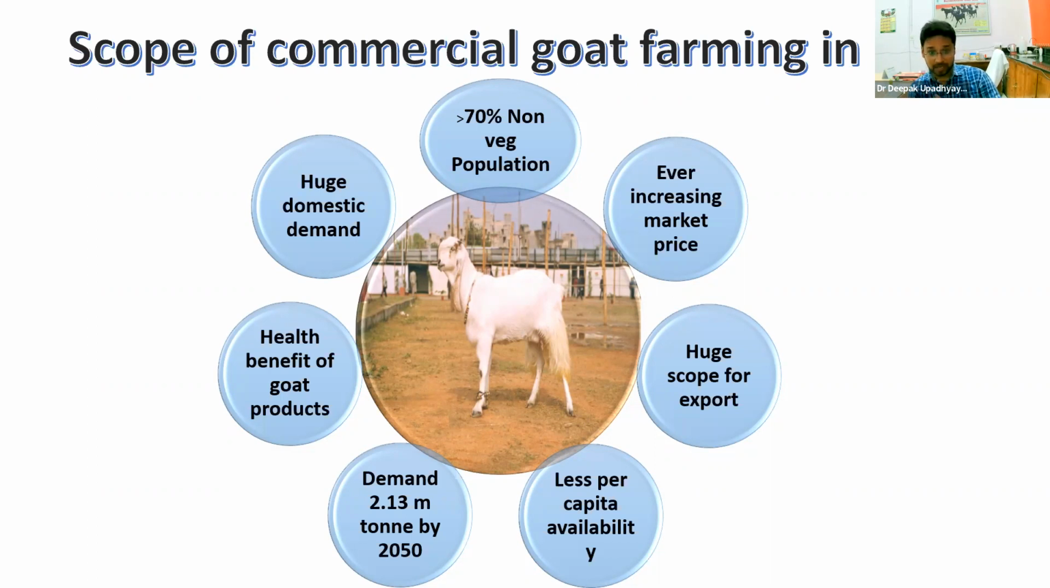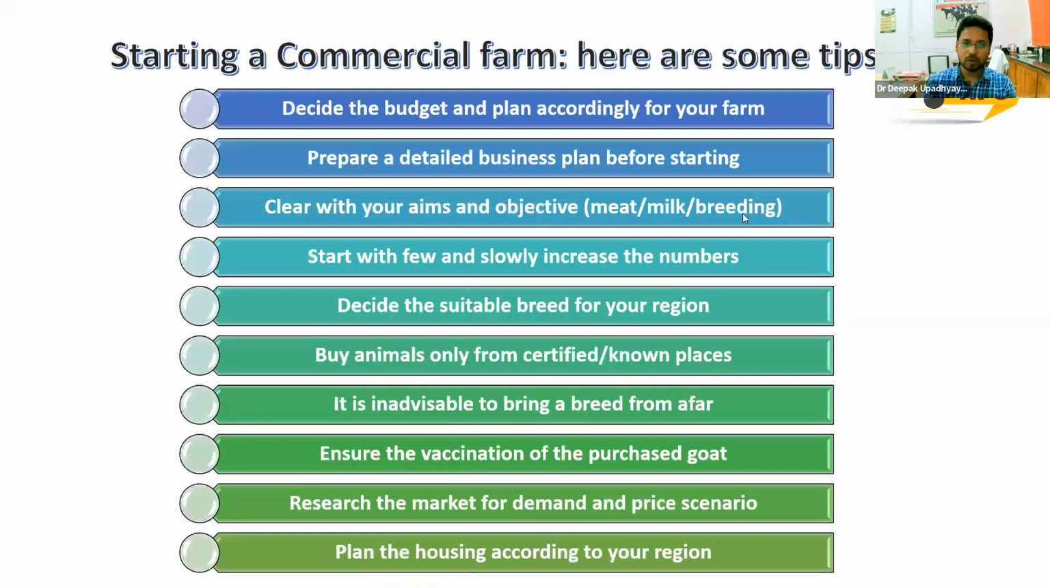The demand is shown here to be 2.13 million tons by 2050. Also, as I told, there are health benefits. There is huge domestic demand and export potential also. So due to these reasons, there is a scope of commercial goat farming.